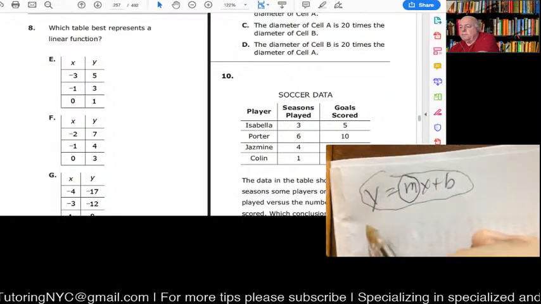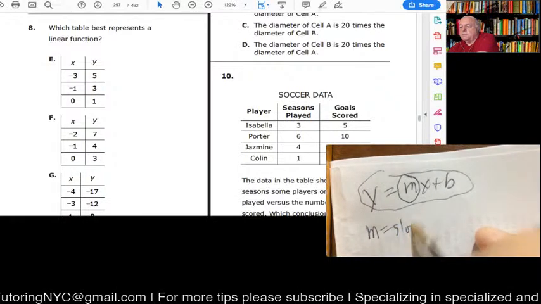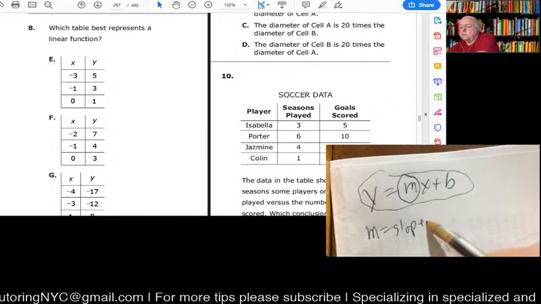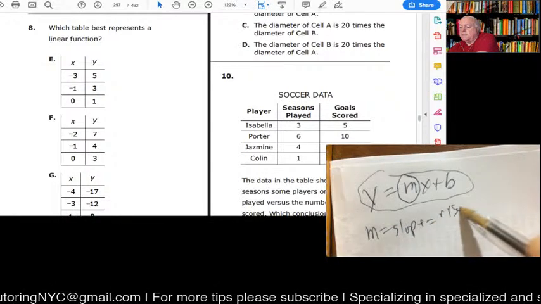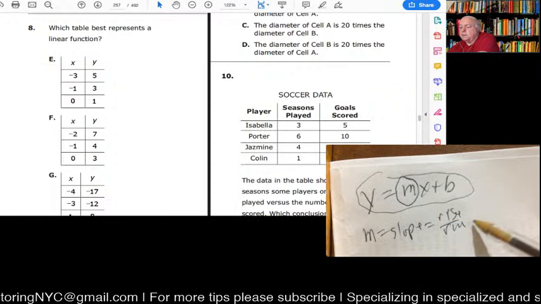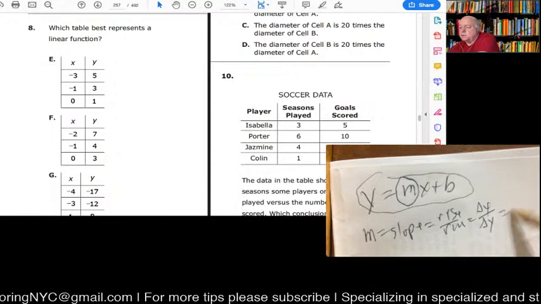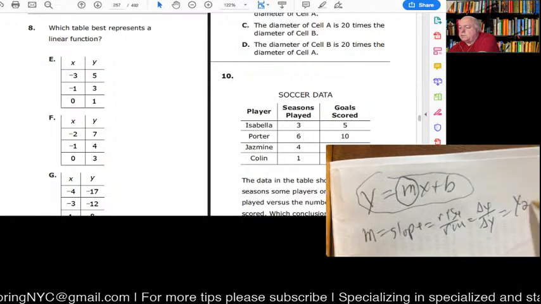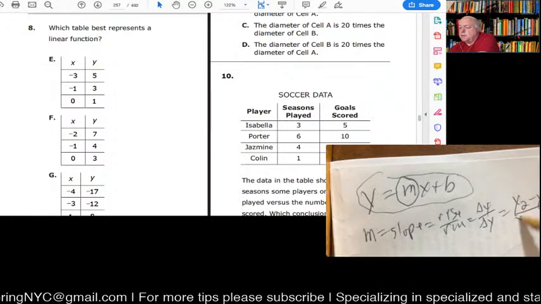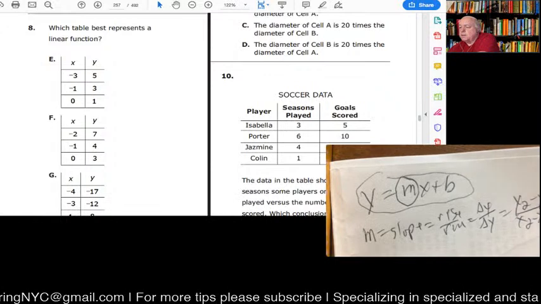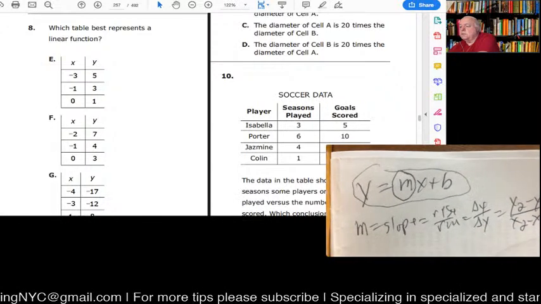So m is equal to the slope, is equal to the rise over the run, is equal to the change in y over the change in x. And it could also be said as y2 minus y1 over x2 minus x1. Okay, so that's what we're shooting for here.